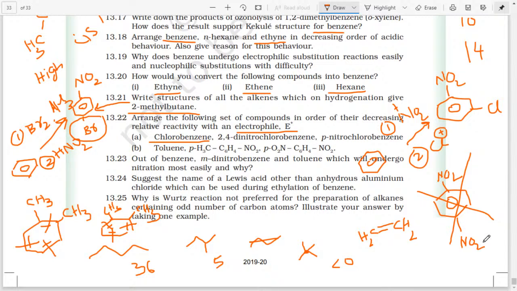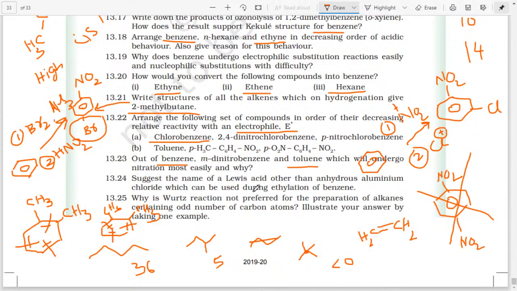So the decreasing order is this: toluene easily undergoes, followed by para-nitrotoluene, followed by dinitrobenzene. Yes, out of benzene, meta-dinitrobenzene and toluene, which will undergo nitration most easily, and why? So benzene, meta-dinitro and toluene. So which is going to undergo nitration very easily? Toluene. Yes, toluene is an activating group, so toluene undergoes nitration very easily compared to even benzene. And meta-dinitro, it is already nitrated, so another nitration is very tough, a lot of heating is required.